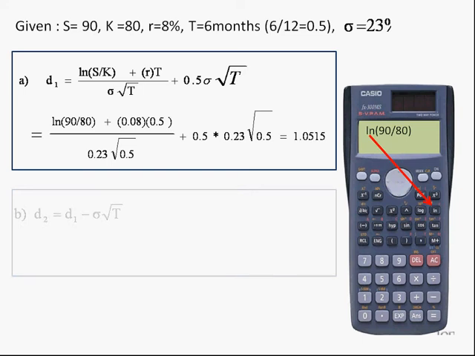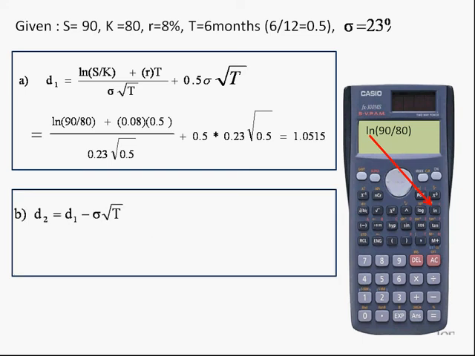D2 is also the same method. The formula that we have encountered is very simple. First is D1 minus standard deviation root of time. So the D1 we have calculated is 1.0515, minus 0.23 root of 0.5. You get around 0.889. So you have found the values of D1 and D2.